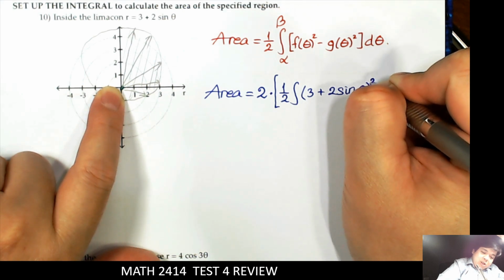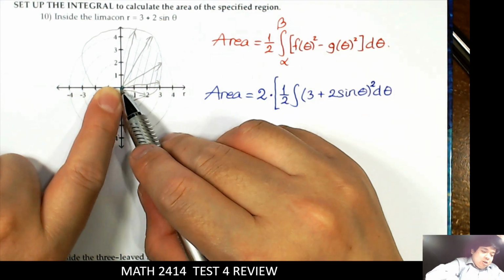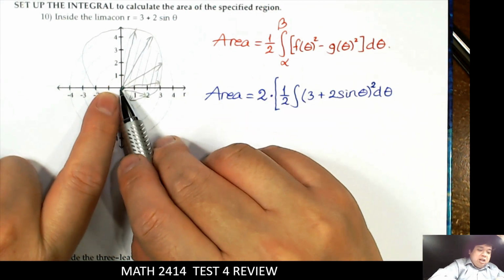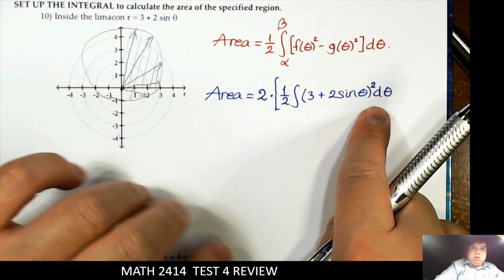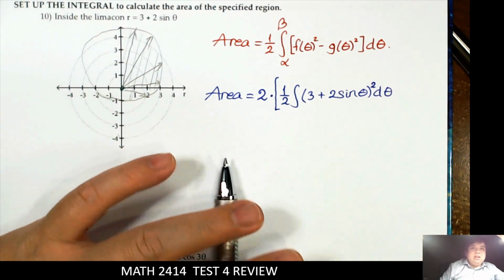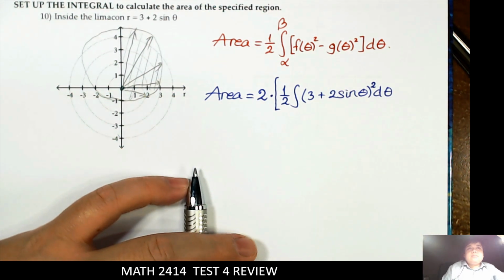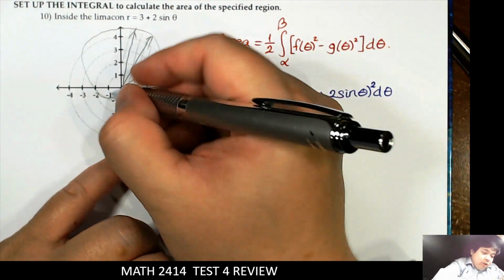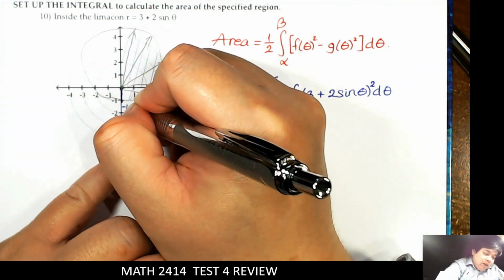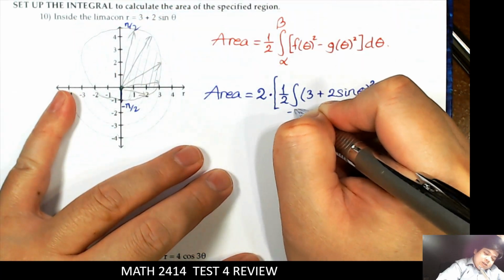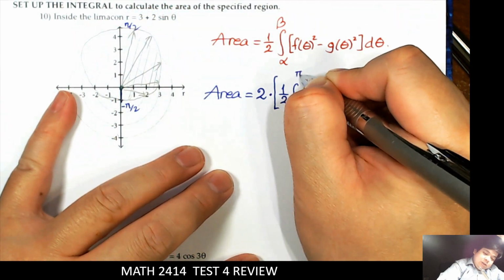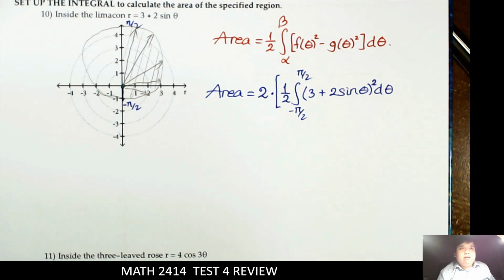The function has to be squared. So we take the square of this function, and the inner function is just 0. So we have that square minus 0 squared. It doesn't matter. It's just that. Right. And then in this, it's going to be negative pi over 2 to pi over 2. Right. So that's what we have.